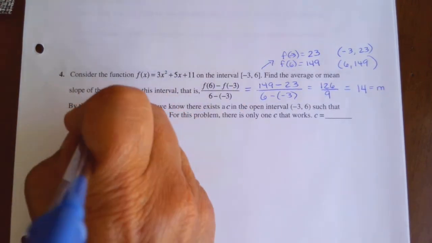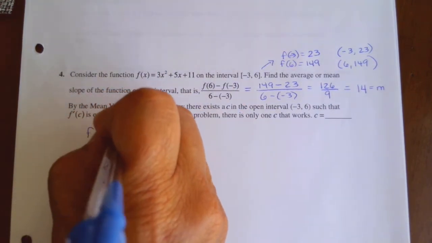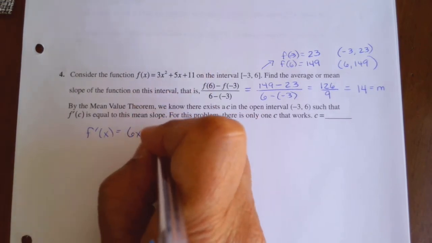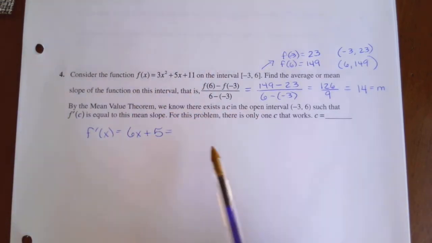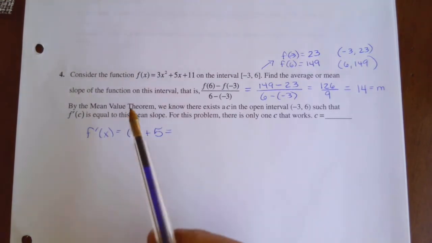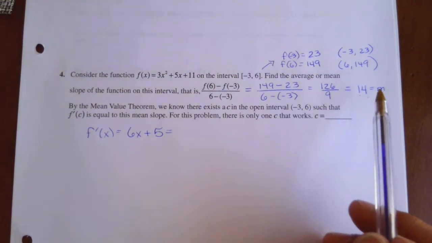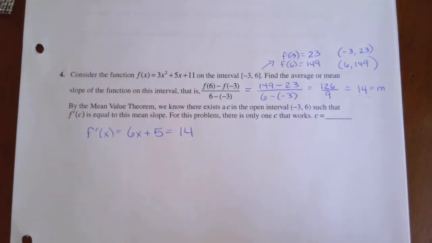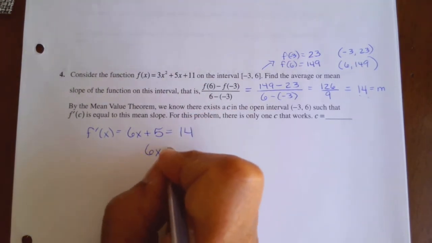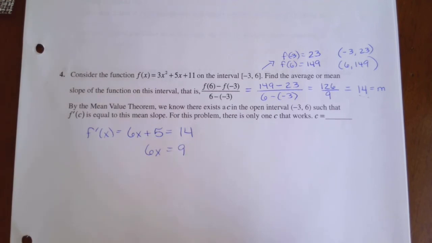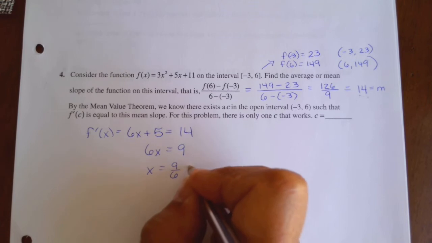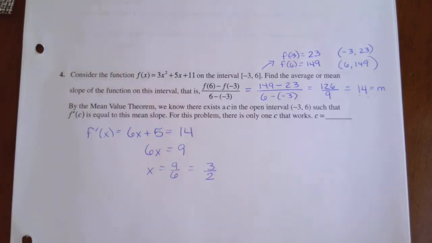All right, so now we're going to find, so this is just like what we did, except you're going to find the derivative, 6x plus 5, and you're not going to set it equal to 0. Mean value theorem says set it equal to the slope. So I'm going to set it equal to 14. And then I just solve that. So 6x equals 9. Divide both sides by 6, we get 9 over 6, which is 3/2.